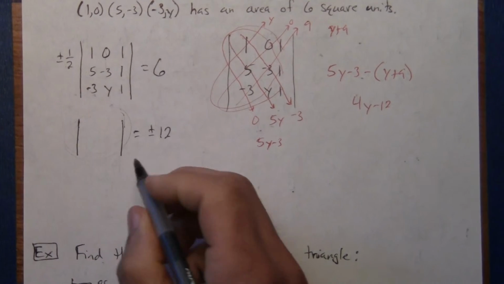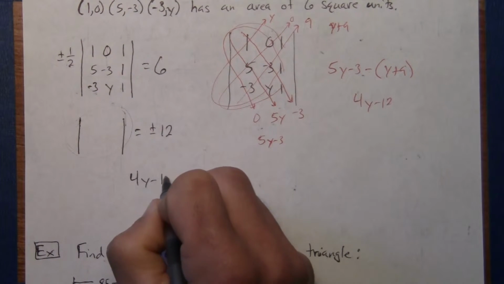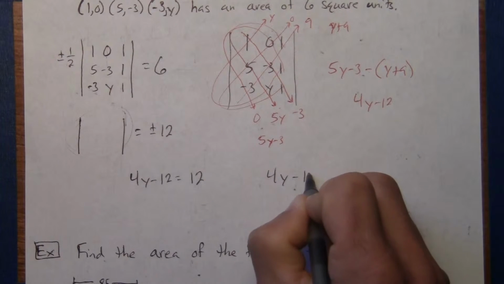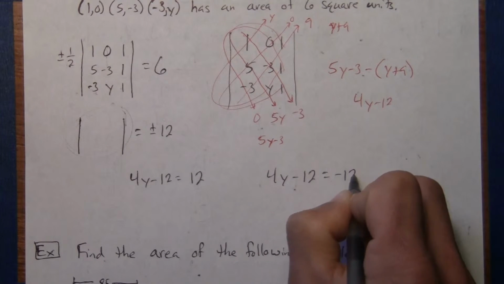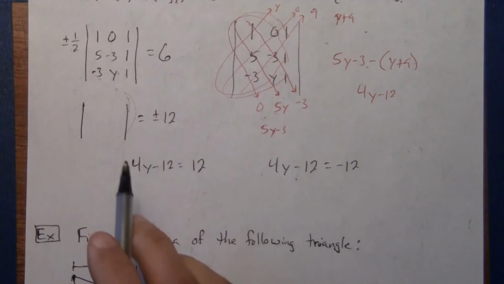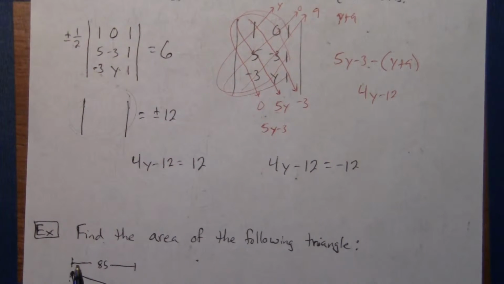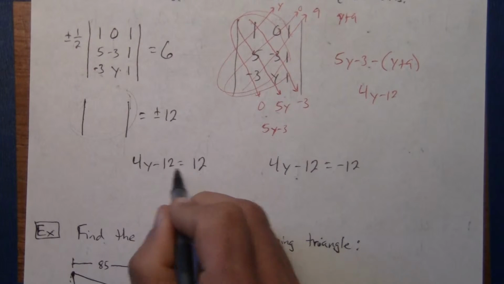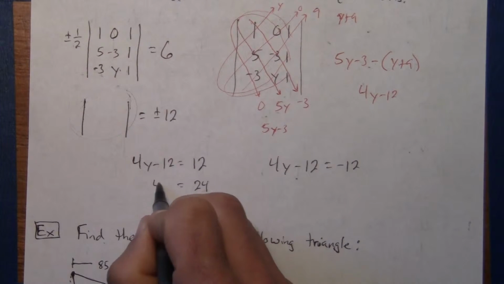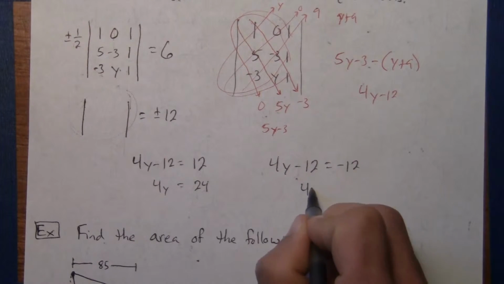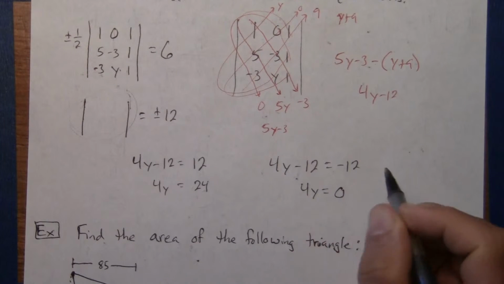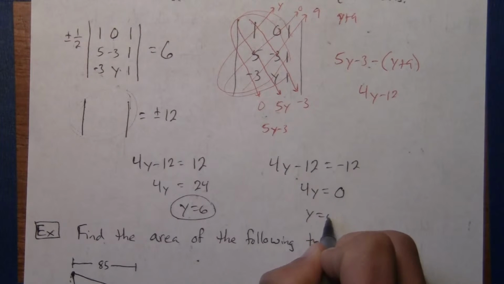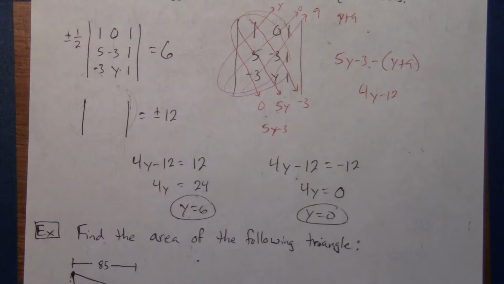And so I'm going to take 4y minus 12 and set it equal to both positive 12 and negative 12. Since I don't know what y is, there's possibly two numbers. One number would make it positive, one number would make it negative. And now when I solve, for this one I add 12 to both sides, get 24. Here I'm also going to add 12 to both sides and get 0. Divide both sides by 4. I could get y is equal to 6, or I could get y is equal to 0.